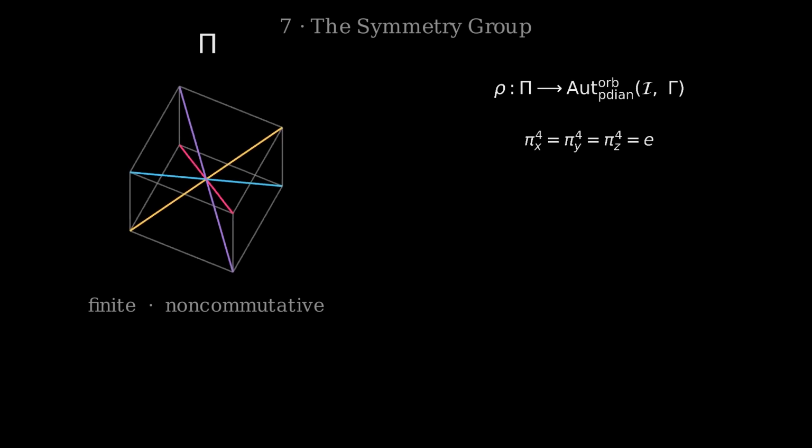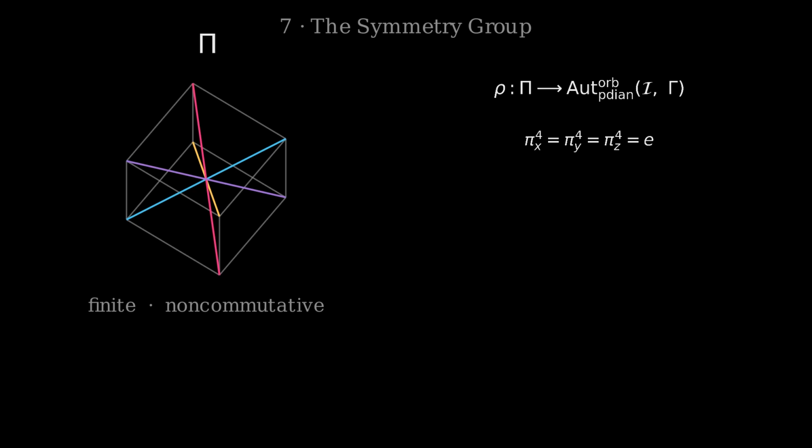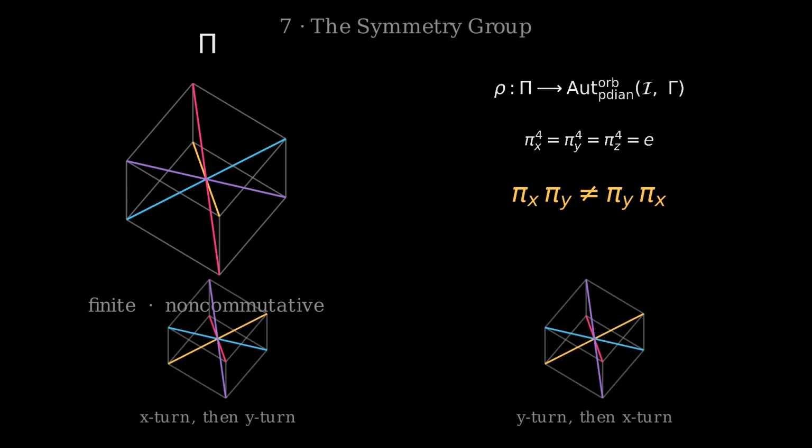In a cubically symmetric model, one can choose 3 quarter-turn generators pi x, pi y, and pi z, each of order 4. But these generators do not generally commute. The order in which the seed is rotated matters. A quarter turn around the x-axis followed by a quarter turn around the y-axis need not produce the same sheet arrangement as performing those operations in the reverse order.